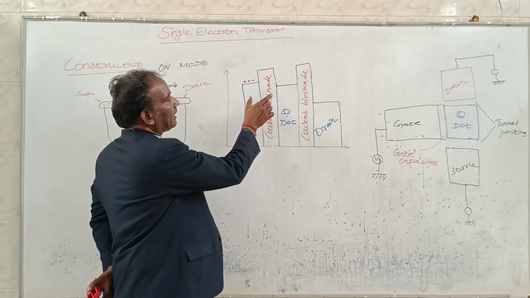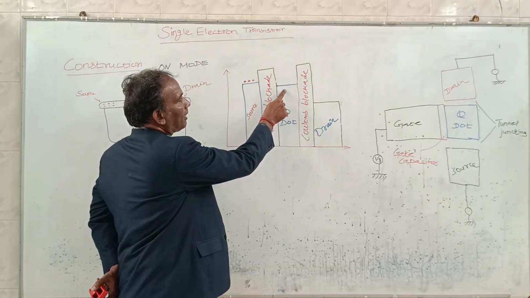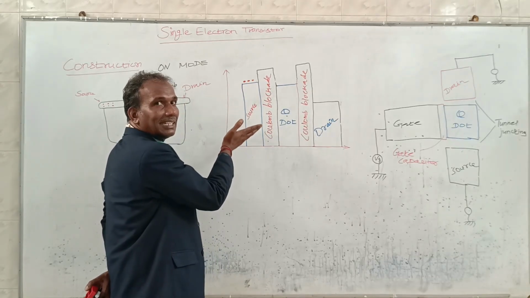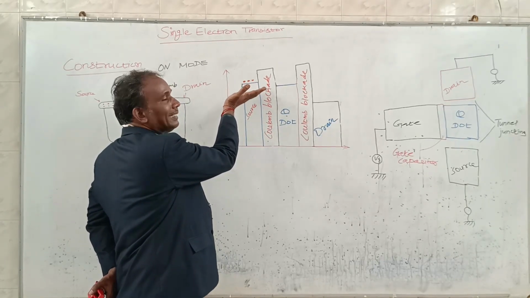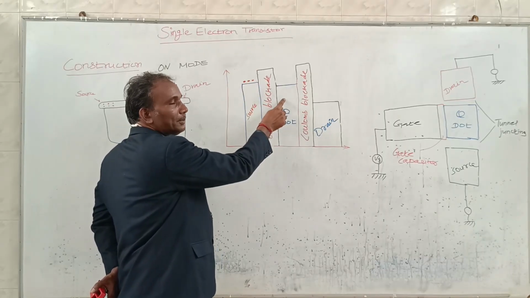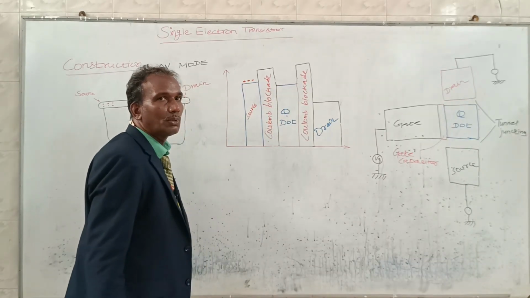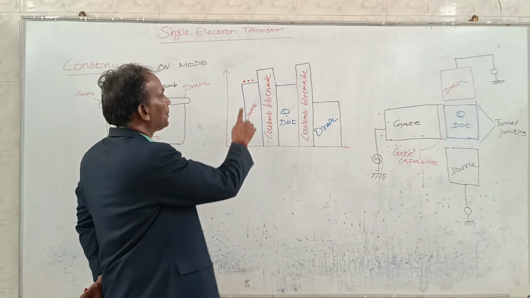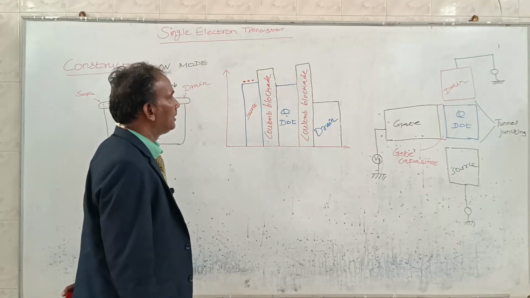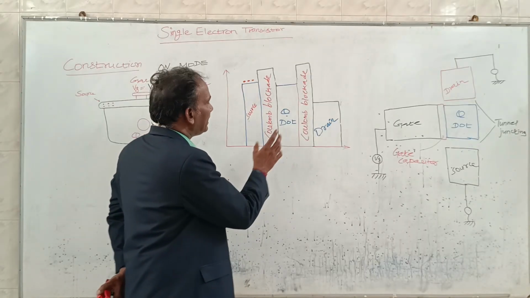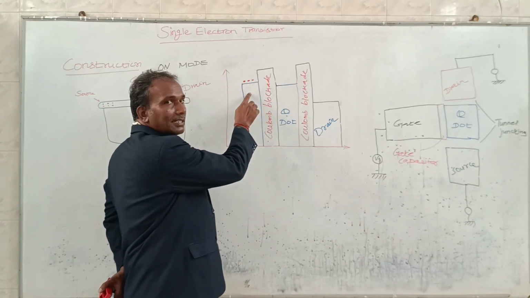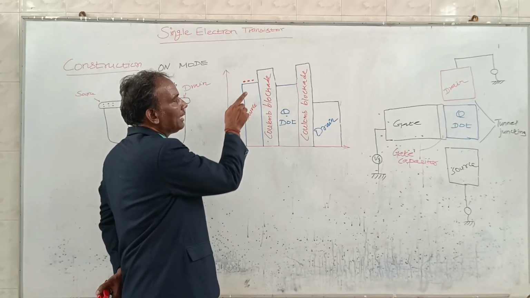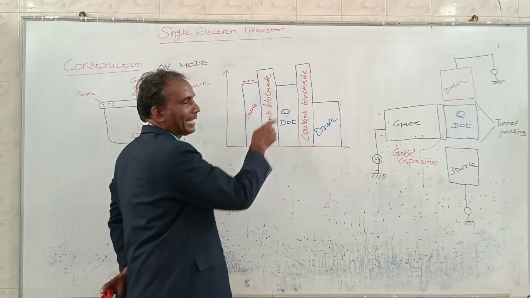Here we can look at the energy level of the quantum dot and the energy level of the source. Here the energy level of the source is higher than the energy level of the quantum dot. So it is energetically favorable for the movement of electrons from source to quantum dot. So in this situation, one electron is going to tunnel through the Coulomb blockade.